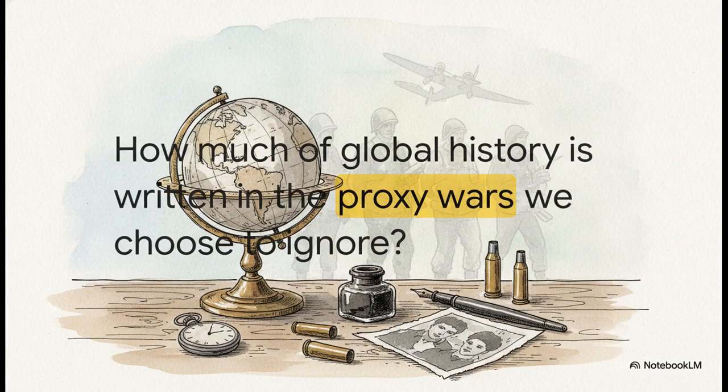It is just incredible to see how a failed domestic coup spiraled into an international testing ground for totalitarianism, shaping the decades that followed. It leaves us with a pretty profound question to think about: how much of global history is actually written in the proxy wars we choose to ignore?